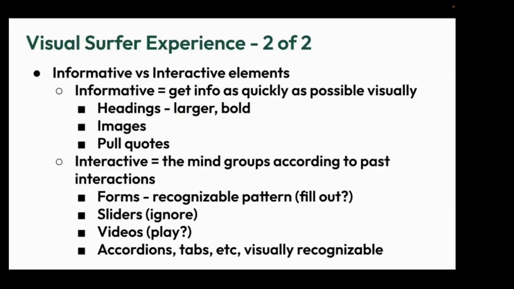Then they're going to look at interactive elements, which their minds are going to group according to past interactions. So they see a form and they're going to immediately know whether they want to fill it out or not. They're going to see a slider, they're immediately going to ignore it because everybody ignores sliders. They're going to look at video and consider quickly whether they're going to play it or not, and look at other elements like accordions or tabs, sort of like headings. They may read them, they may decide to interact or not with them, but very quickly decide these things. So Kosi, as a native screen reader user, could you talk us through how you approach a web page?